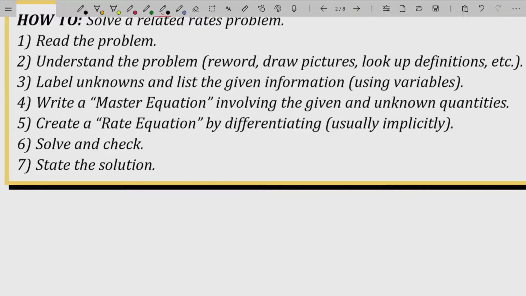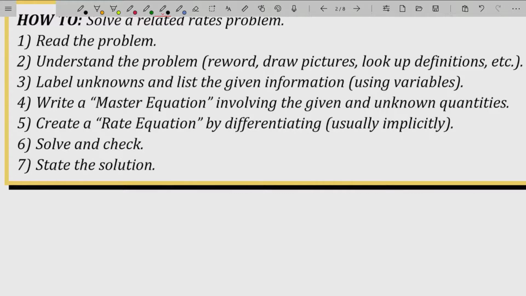So you read the problem, understand the problem, reword it, draw pictures, whatever you can, label your unknowns and list out the given information. Then you write a master equation. It could actually be two equations, but often it's a single equation, but it can be two equations that involve the given and the unknown quantities. And then because this is calculus and you want to compare their rates, you're going to differentiate that equation. You're going to do implicit differentiation likely. And then you're going to substitute in the given information, solve and check, and state the solution.